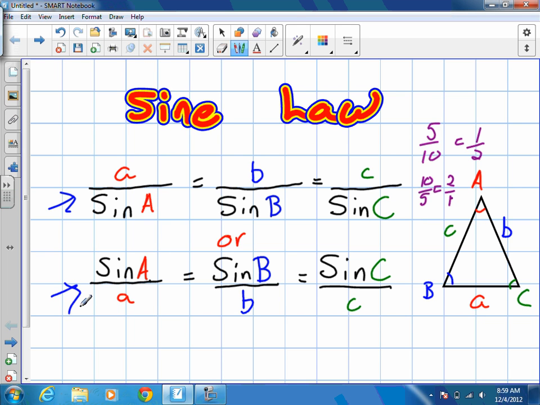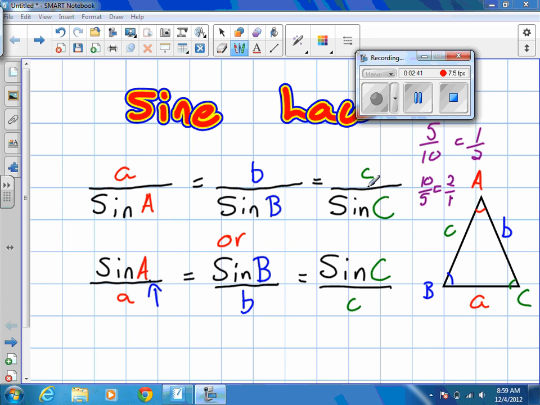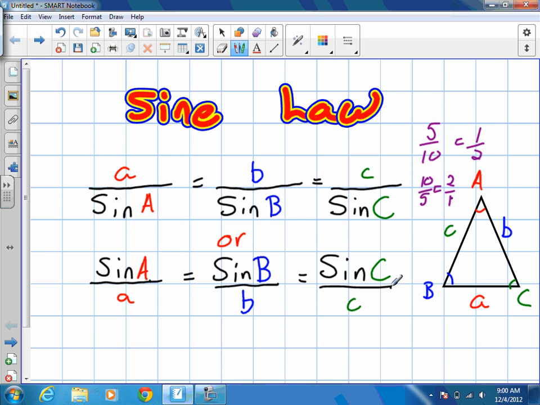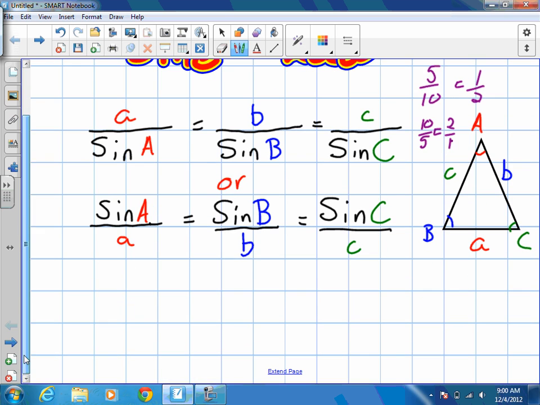It'll stay the exact same because fractions, when they're equal to each other, can be flipped around and the ratio still stays the same. The reason we choose one or the other is because you're going to find, depending on what we're looking for, it's usually easiest to keep the unknown variable on top of the fraction. So, let's actually build a question here and go through setting up sine law first.